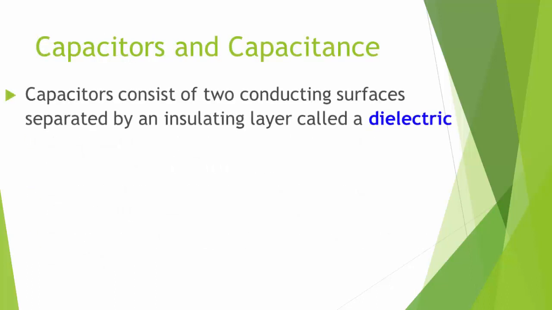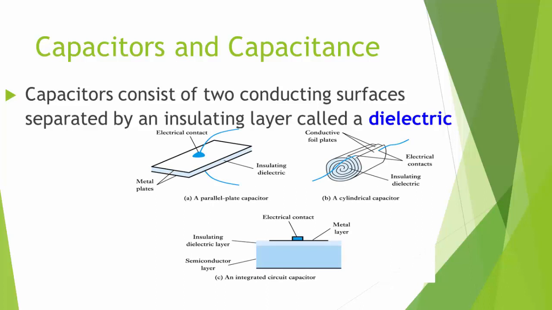So capacitors, in terms of a definition, are two conducting surfaces separated by an insulating layer that we call a dielectric. That's a very fancy word for just saying it's material that electrons cannot flow through. So a capacitor can just be a sandwich of, for example, aluminum foil separated by wax paper. That is an easy way to make a capacitor.